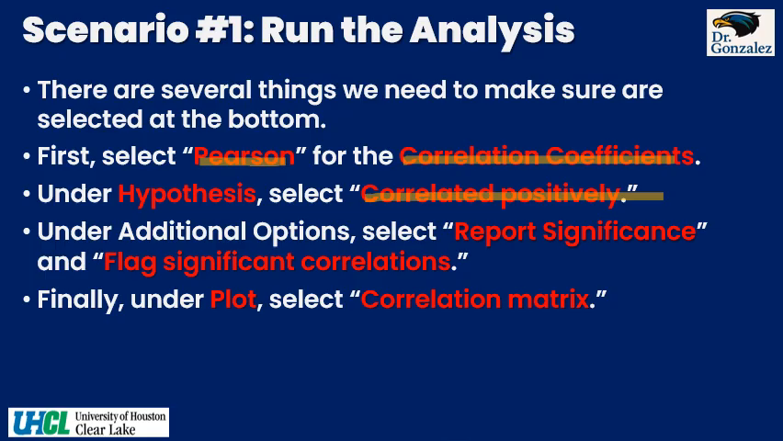Under additional options, I want you to tell it to report significance because that's where you're going to be able to reject or retain the null based on output from Jamovi, okay? And you need it to flag those correlations. Otherwise, you're going to be sitting there trying to figure it out yourself. And, you know, it's not hard, but this is easier, okay? And then I want you to do the correlation matrix. I want you to tell it to give that to you. Under correlation matrix, I want you to do a plot. And by plot, it's going to give you a scatter plot.